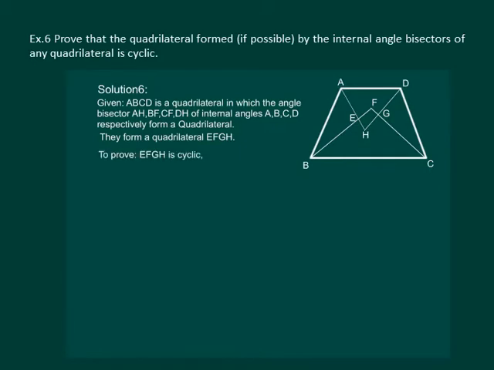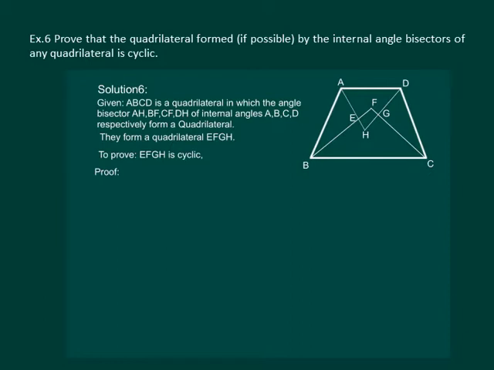To prove EFGH is cyclic, it would be sufficient to prove a pair of opposite angles of EFGH equal to 180 degrees, as by theorem 12, if the sum of a pair of opposite angles of a quadrilateral is 180 degrees, the quadrilateral is cyclic. Let us start with the proof.